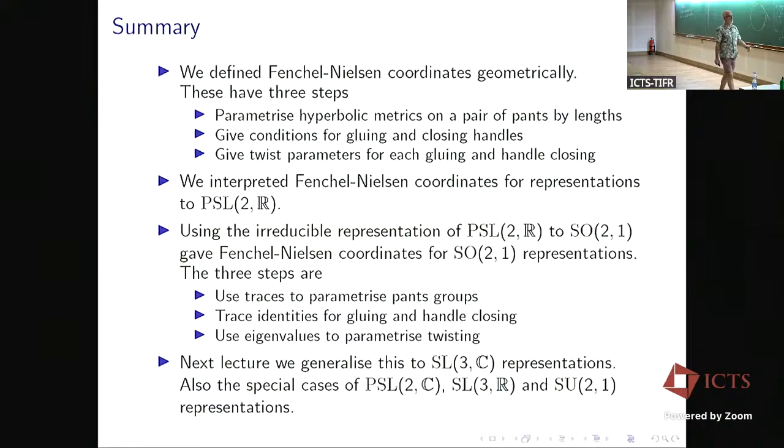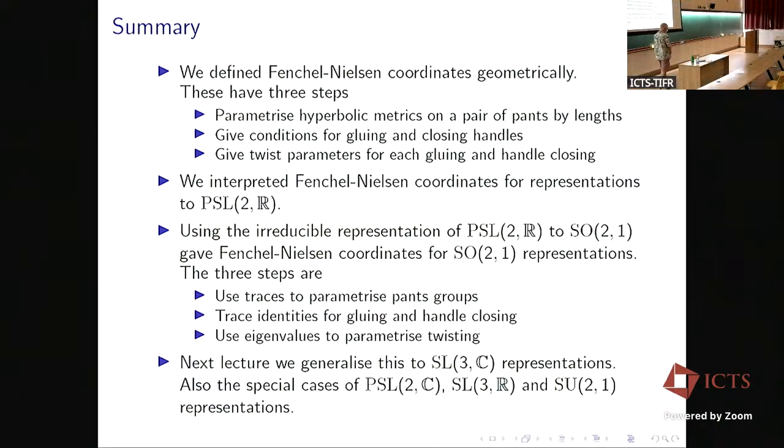So in the next lecture, we're going to generalize this to SL(3,C). We're going to go through those 3 steps, and we're going to see how that specializes in the 3 particular cases that I had in mind. That's the end of today. I'm going to stop there, and I'm happy to have questions.